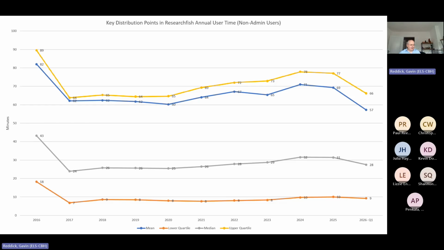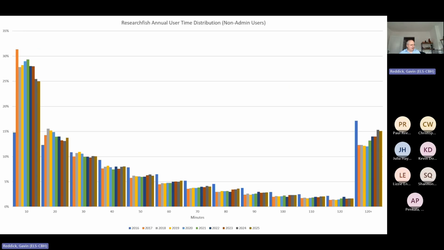To get a better sense, we look in chunks of user time. Here we see what percentage of users active in that year spent 10 minutes or less, or 10 to 20 minutes, or 20 to 30 minutes. You can see a few things. We already saw that 2016 had that big reduction as there was a change in design of ResearchFish.